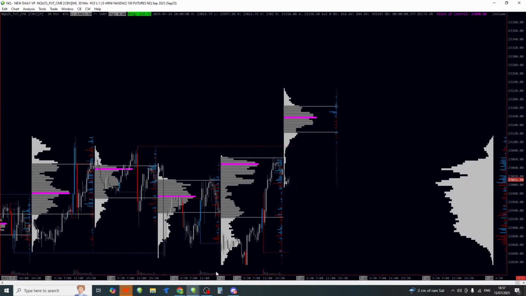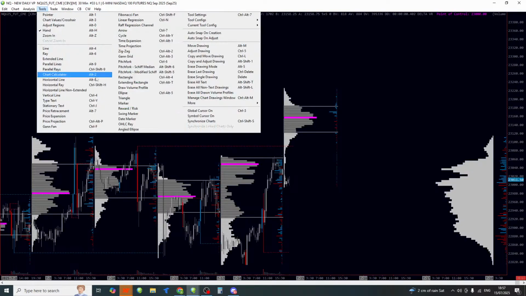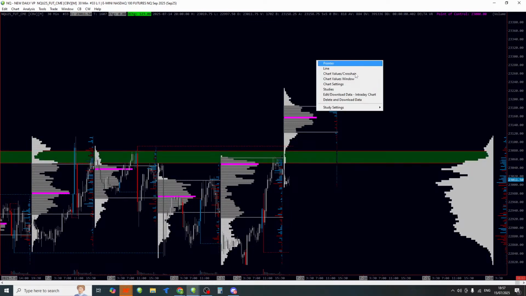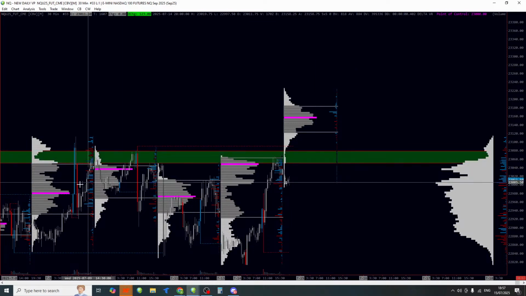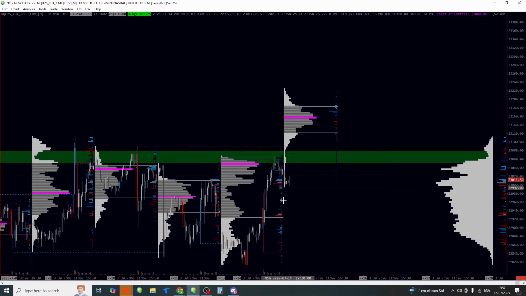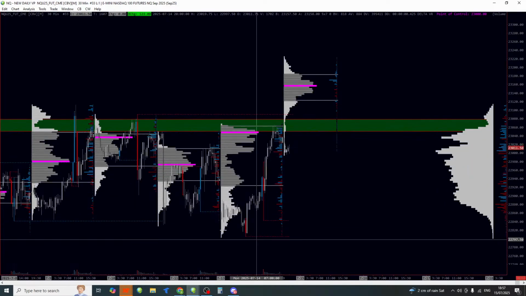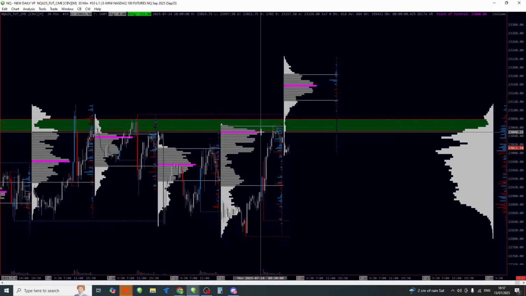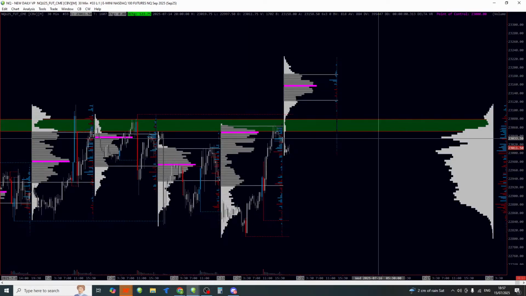Now look what happens, right? Here you can clearly see we have the edge of this distribution, this low volume node. It acts as resistance, resistance, resistance, right? But it's telling me there's heavy volume here. And on this side, there's low volume here. But this has got the point of control, which means there's heavy volume here. So it's very likely price is going to break through this area and come higher.